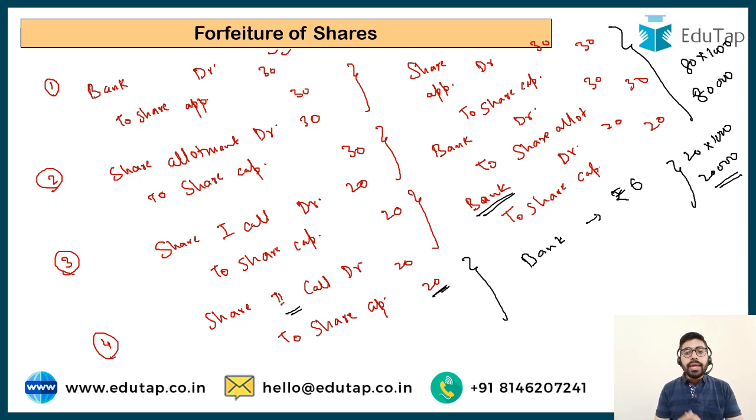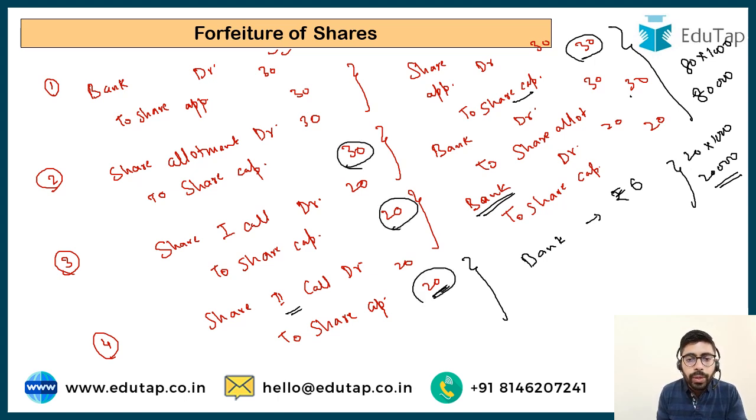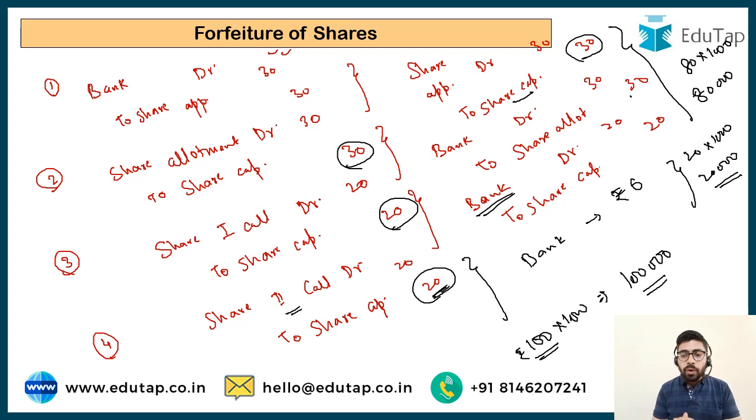Now the share capital was credited. It was credited by how much? Share capital was credited by 30 here, 30 here, and 20 here, and 20 here. Share capital was credited by rupees 100. 100 into 1000, that is rupees 1 lakh. So this is something with which we credited the share capital, but this share capital is not something which entirely has been received by the company. Now these shares are going to be cancelled. So this 1 lakh rupees has to be cancelled. This is to be reversed.